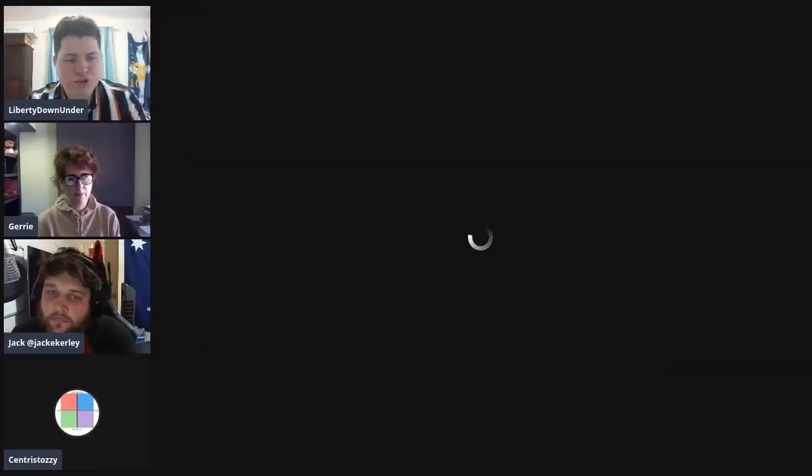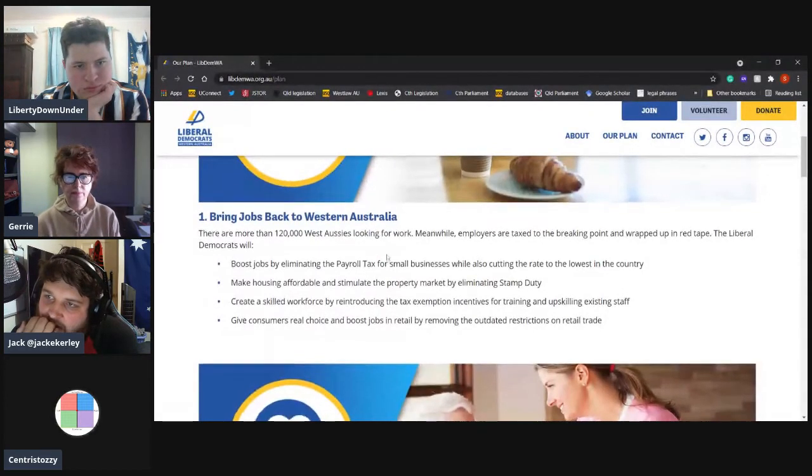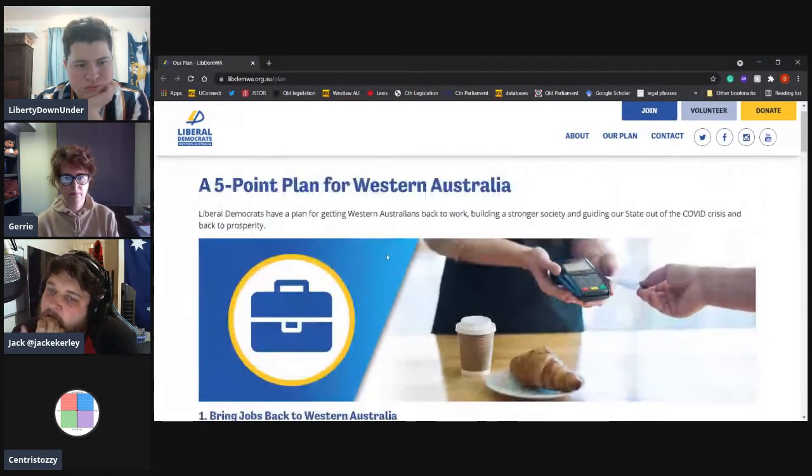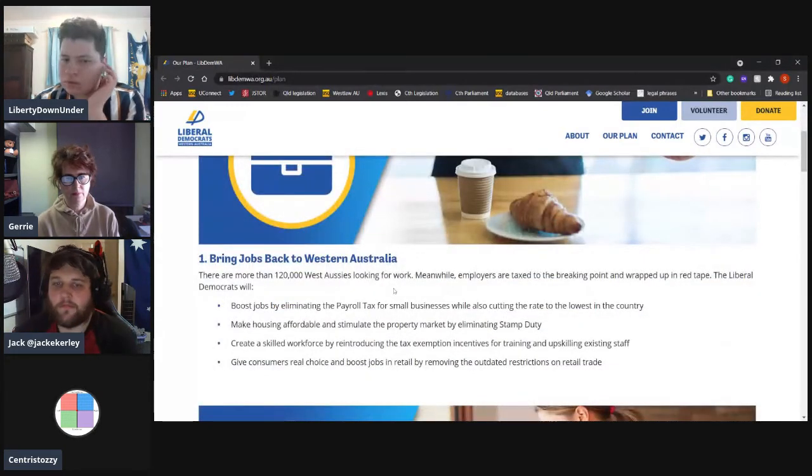I think you've got one point to cover for the LibDems, then we'll move on. Centrist wants to go over the 5-point plan of WA. Yeah, so basically what I wanted to point out is what those policies that we just went through on the LibDem side of things look like at a more interactive model as opposed to blanket statements.